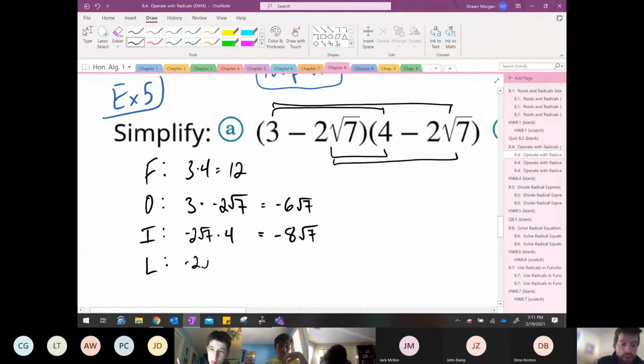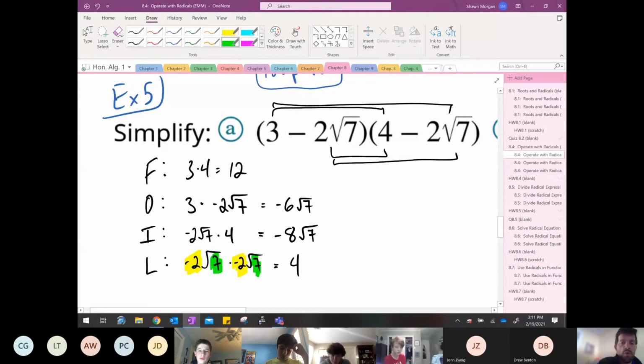It's negative 2 square root of 7 times negative 2 square root of 7. Do you guys remember how we did this yesterday? When we introduced the notion of multiplying radicals, we said you multiply what's on the outside by what's on the outside, and what's on the inside by what's on the inside. So negative 2 times negative 2 is positive 4. And then 7 times 7 is 49. Square root of 49 is 7. 4 times 7 winds up being 28.